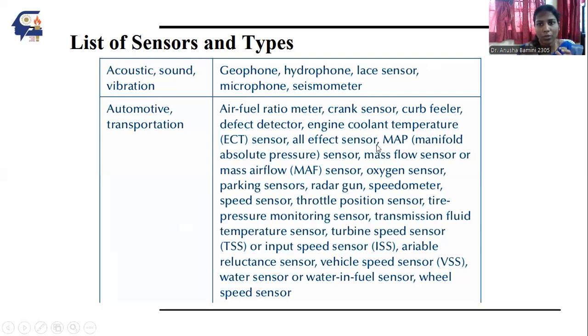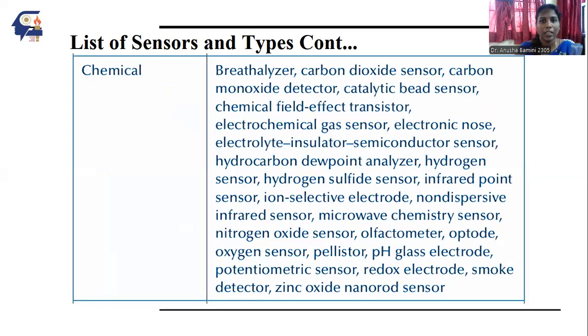Okay, if you are going to do some IoT relevant project, you can easily fetch the types of sensor from this. Okay, if your project is relevant to automotive or creating a small vehicle, you can use this kind of IoT sensor. Okay, then chemical. In the chemical field, we can use the carbon dioxide sensor, then catalytic bead sensor, chemical field sensor, okay, infrared point sensor. This kind of sensor is used.